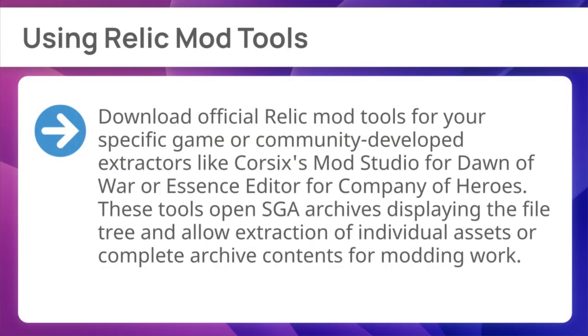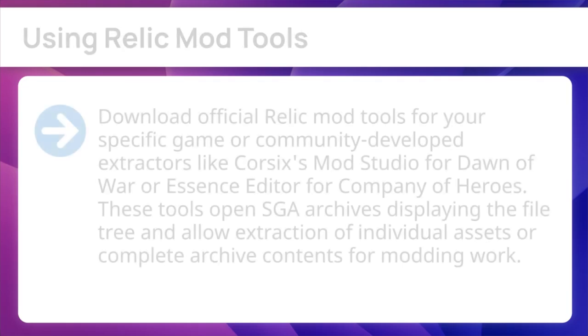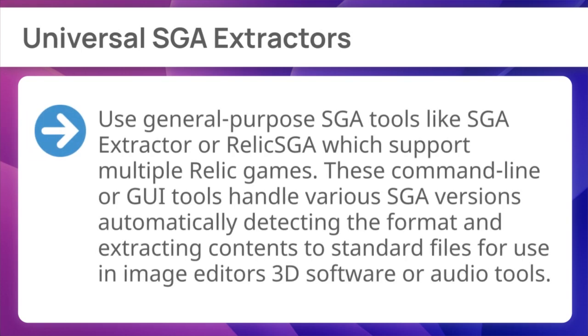Download official Relic mod tools for your specific game or community-developed extractors like Corsix's Mod Studio for Dawn of War or Essence Editor for Company of Heroes. These tools open SGA archives displaying the file tree and allow extraction of individual assets or complete archive contents for modding work.